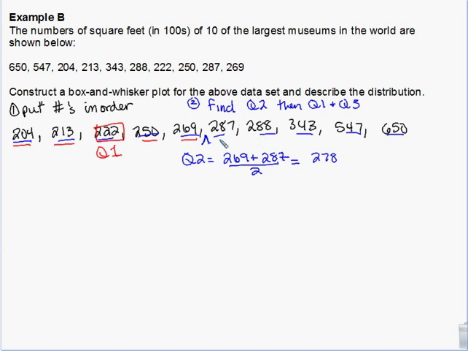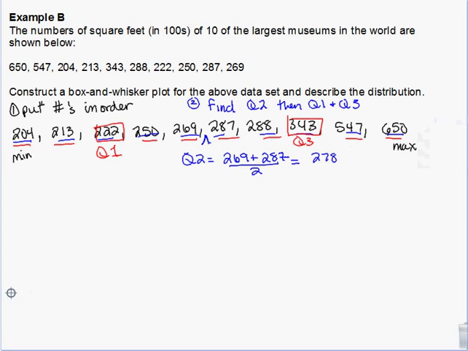Q1 is 222. And Q3 is 343. So far okay? Alright, here's our min, and here's our max, and that's our 5-number summary. 1, 2, 3, 4, 5. We've got our 5 numbers. Okay, the next thing we need to do is we need to make a number line, basically.